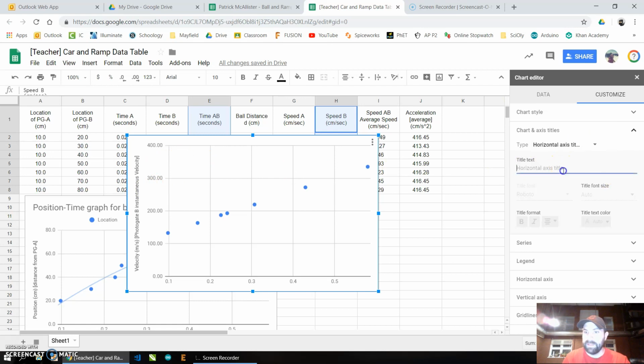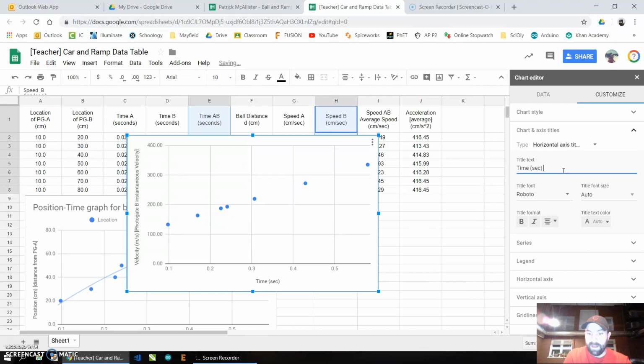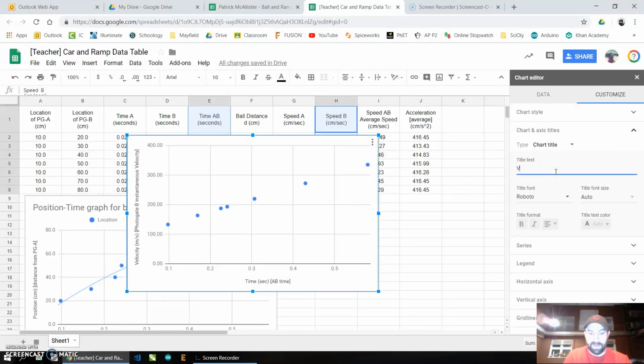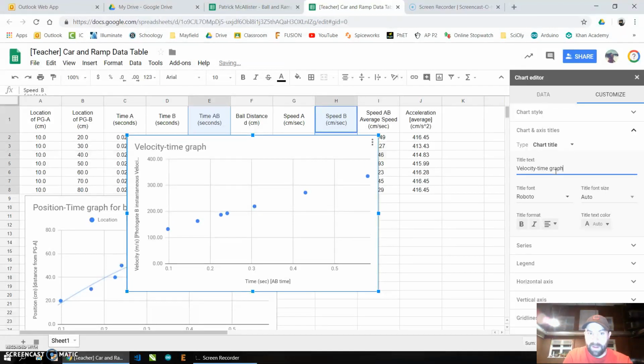And then my horizontal axis title, this would be time in seconds. And this would be time to get to, what did I say for the last one? AB time. We'll just go with that. You know that means it's the time to get from photogate A to photogate B, but we'll still go with it. And then the last one would be the chart title. So this would be a velocity time graph for a ball rolling down a ramp. Perfect. Okay, so those things are there.